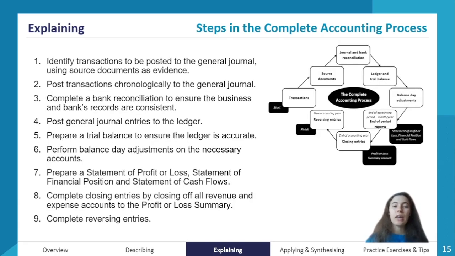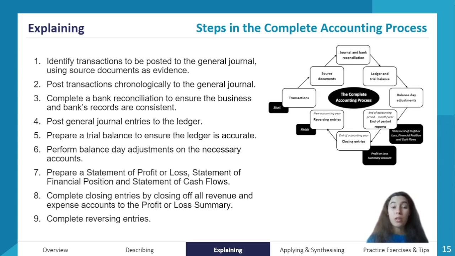So let's have a look at each of these in more detail. So the first step is to identify any transactions that need to be posted to the general journal. And you use any source documents you have as evidence. So source documents are any kind of documented evidence. So you can have receipts and things like that. Invoices and things like that are going to be proof of purchase or sale.